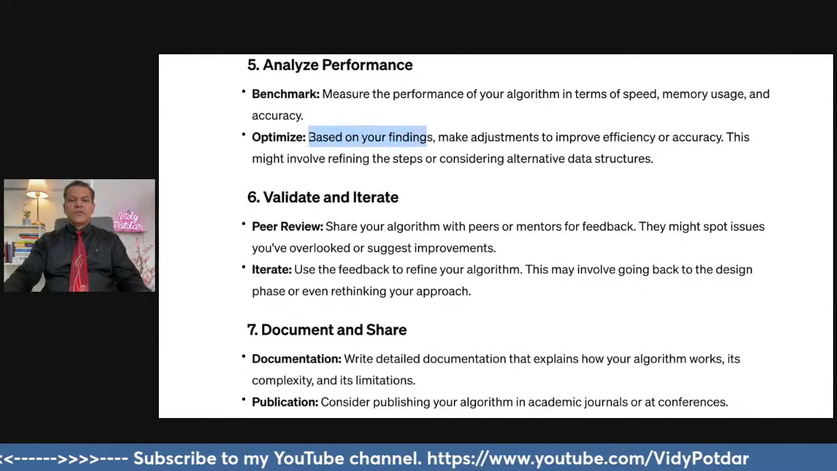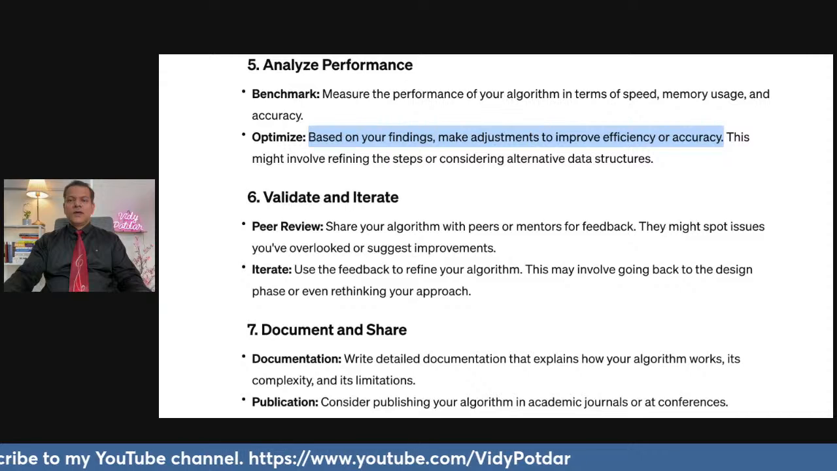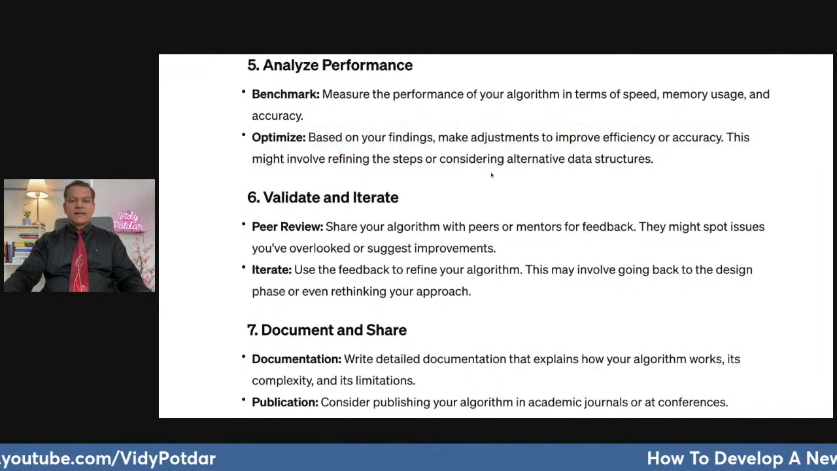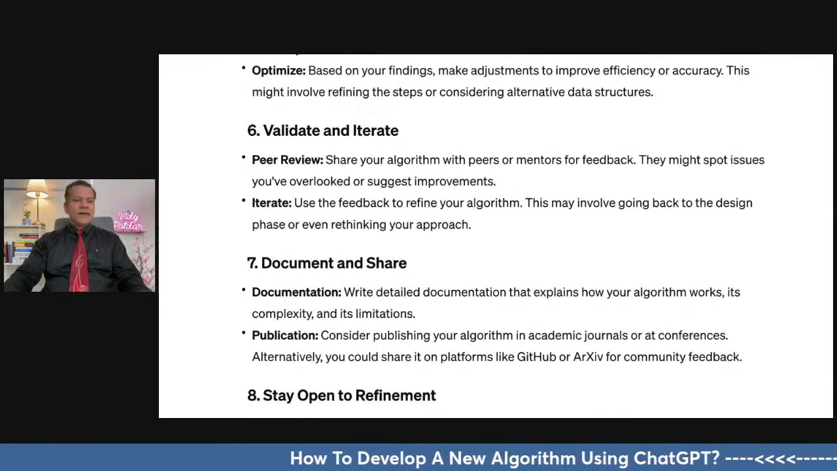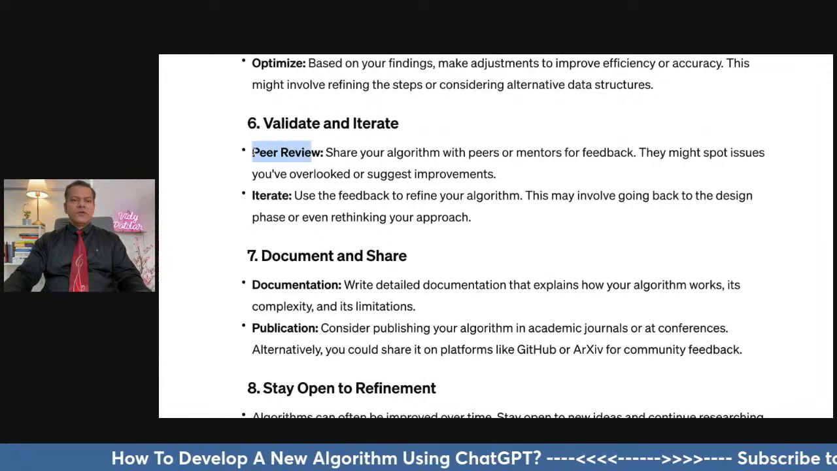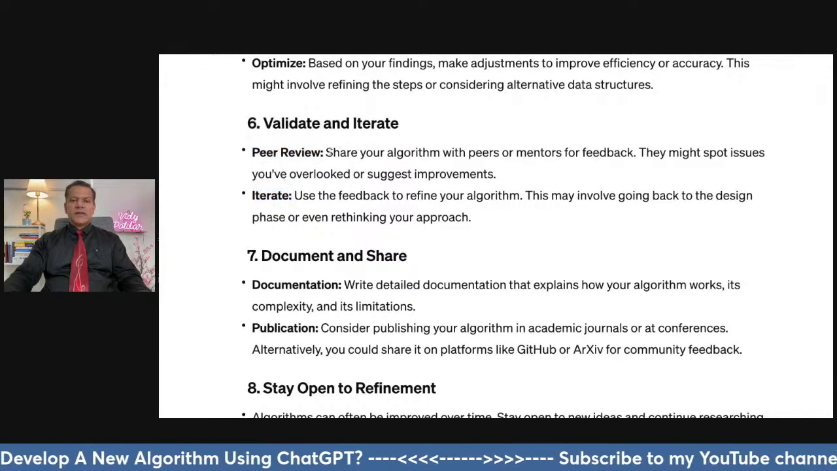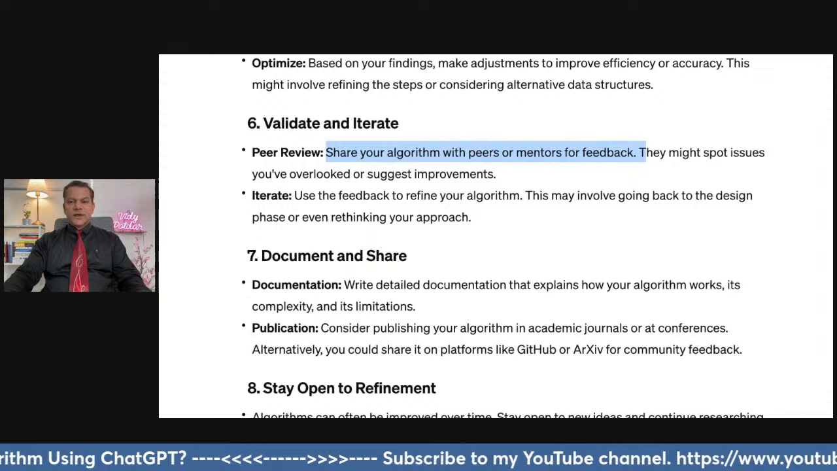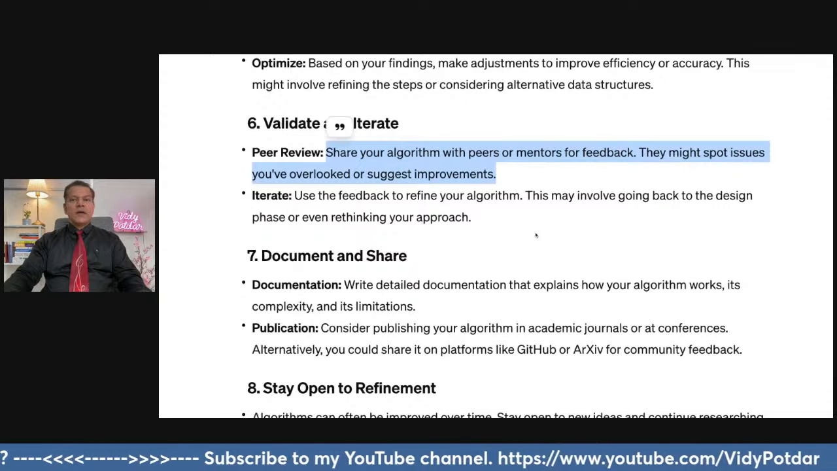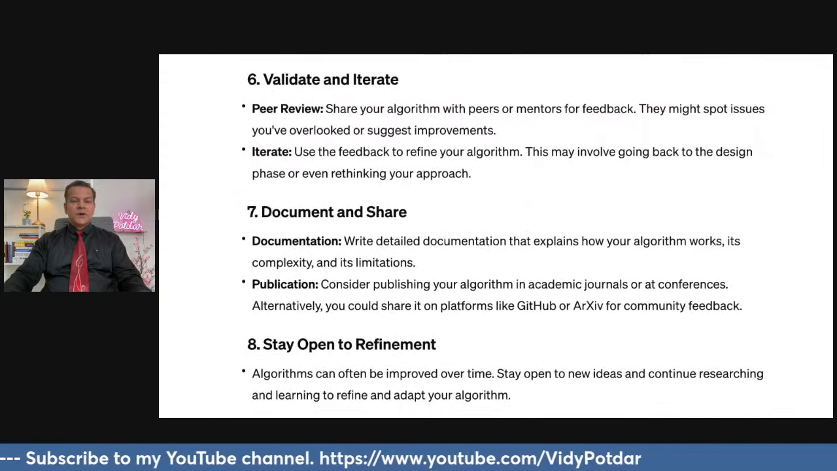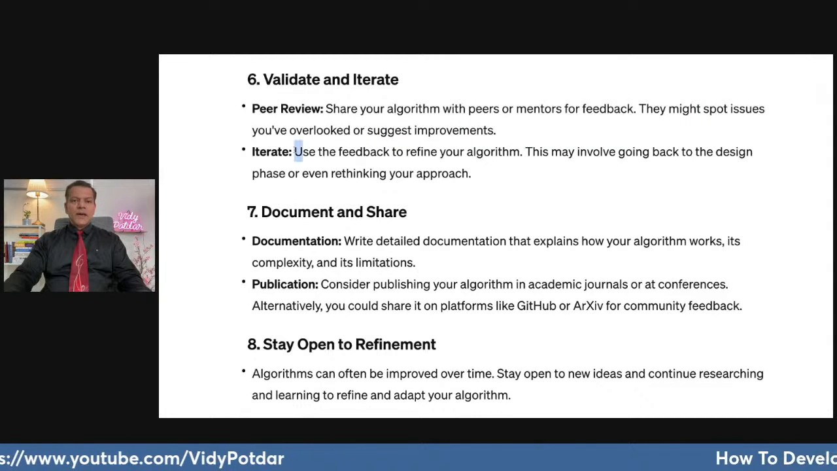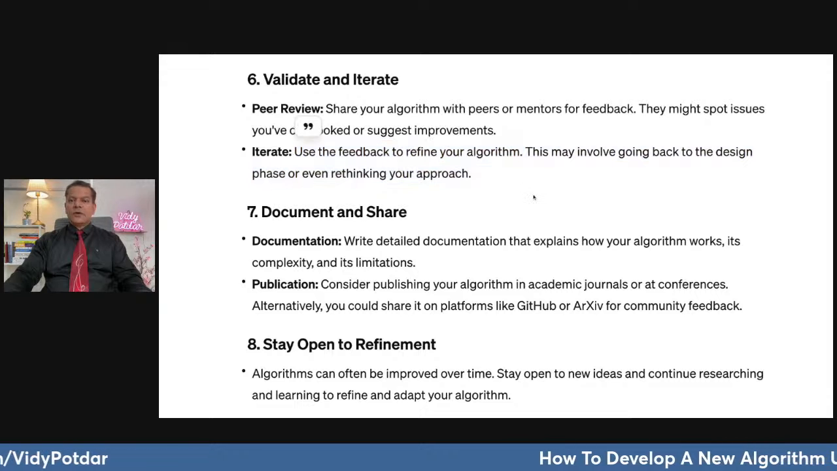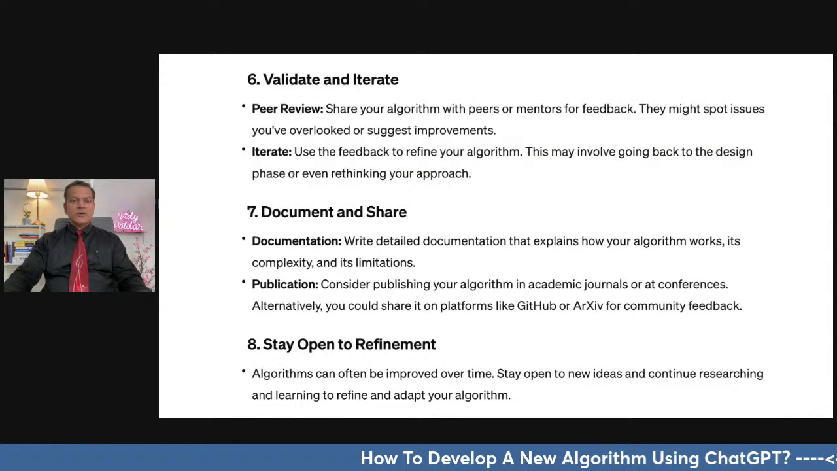Optimize. Based on your findings, make adjustments to improve the efficiency or accuracy of your algorithm. This might involve refining the steps or considering alternative data structures. Validate and iterate. This will involve peer review and iteration. You can share your algorithm with peers or mentors and ask them for feedback. They might spot some issues that you may have overlooked during your design or conceptualization, so you can fix that. Use the feedback to refine your algorithm. This may involve going back to the design phase or even rethinking your approach.